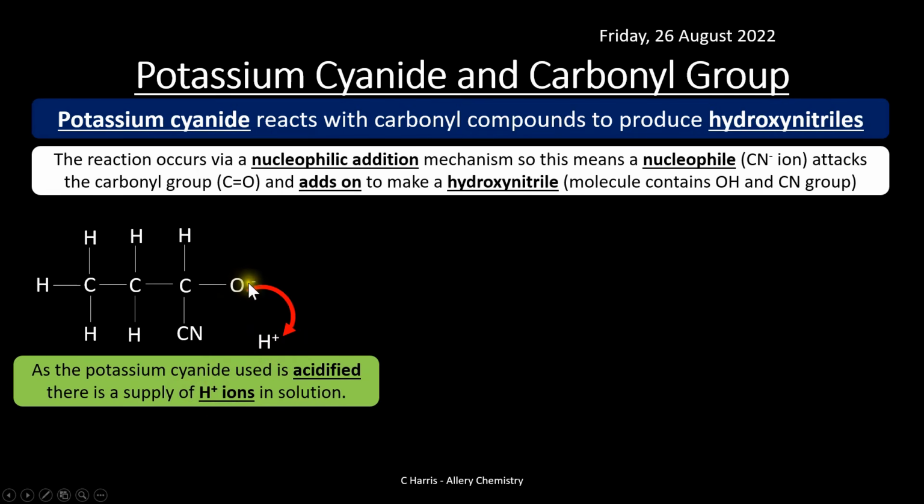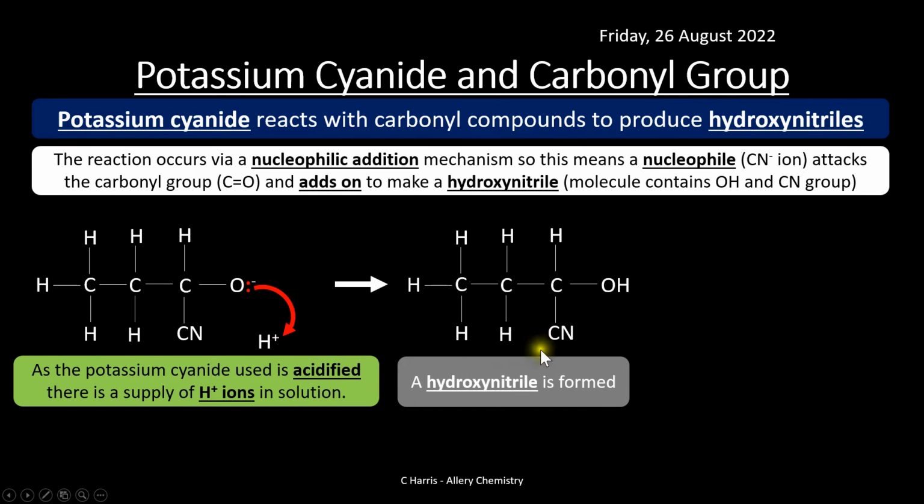So the lone pair of electrons on here, this is not very stable at all, so it's going to go straight for this H plus. Electrons move from here onto the H plus ion. Remember, the arrows show the direction of electron transfer, so it's going from this lone pair here to the H plus. And then this will form your hydroxynitrile, which is this product here.